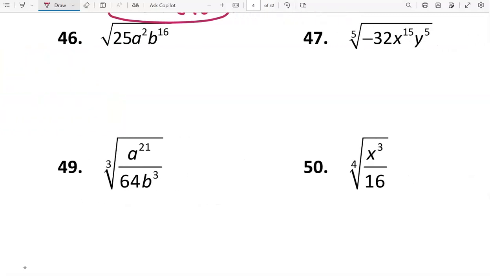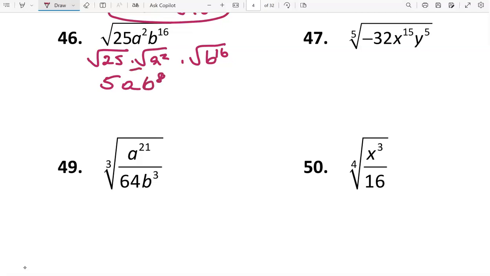In 45, the square root of 25a to the 2nd b to the 16th. So square root of 25 times the square root of a squared times the square root of b to the 16th. Square root of 25 is 5. The square root of a squared, again the index of the radical, which is 2, divides into 2 one time, so a to the 1 power. And then again with the b to the 16th, the index of the radical 2 divides into 16 8 times, so we have b to the 8th power.